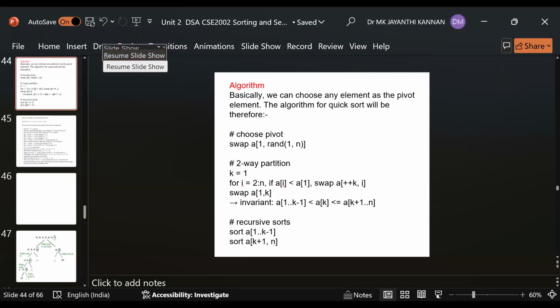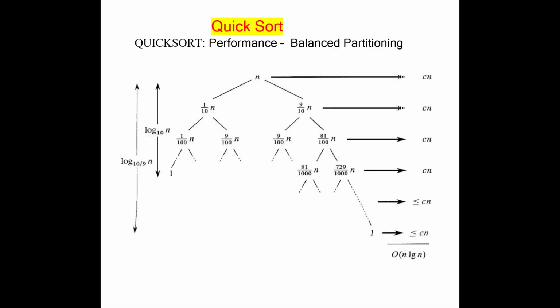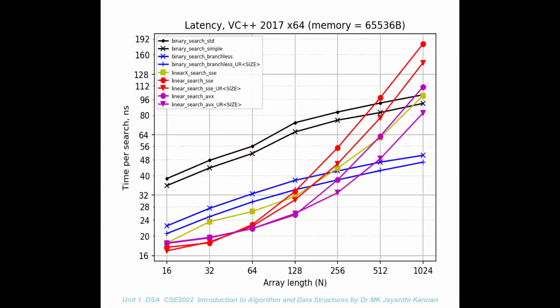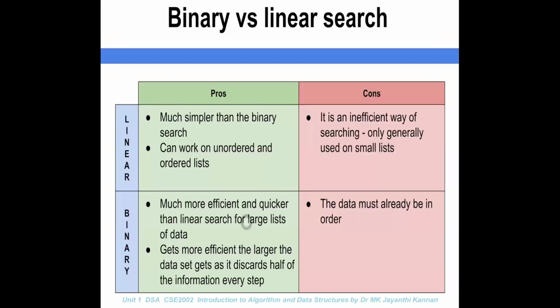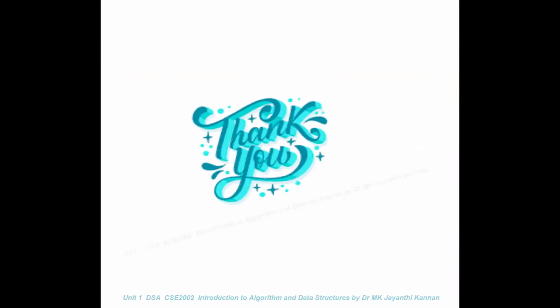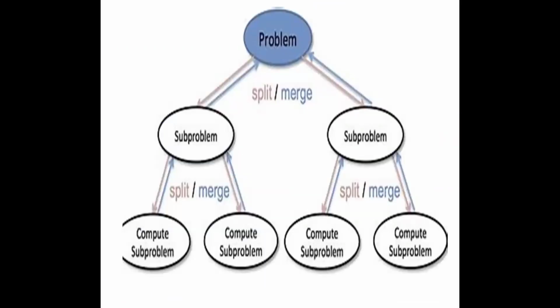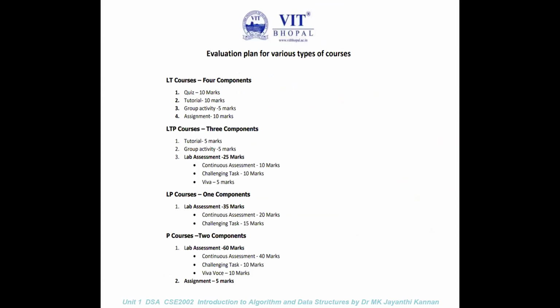The screen is visible. I will upload this updated ready material. Okay. So your subject is LTP, 4 credits. So in this you have a group activity, the challenging task. Okay. So the challenging task carries 10 marks.